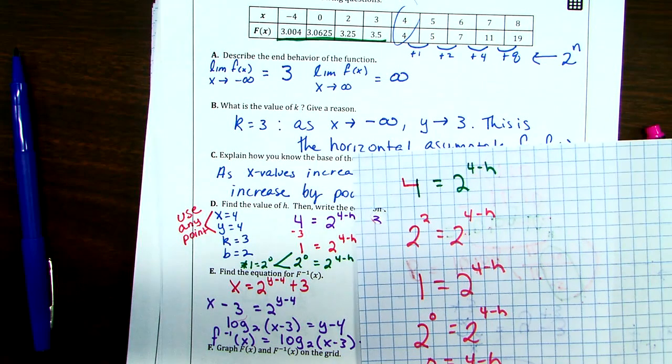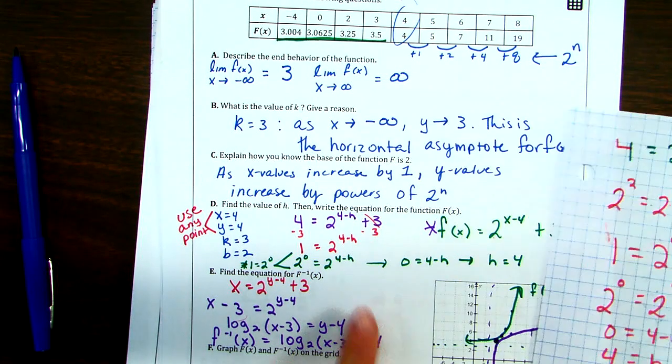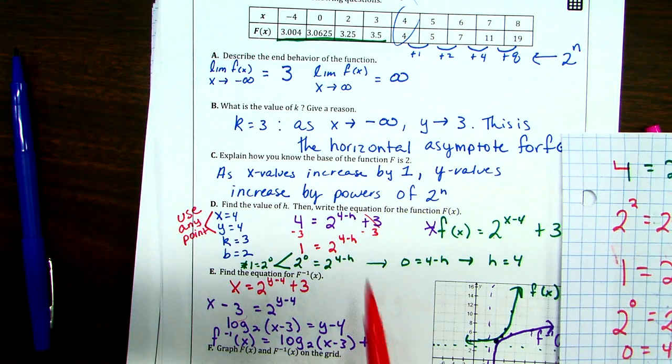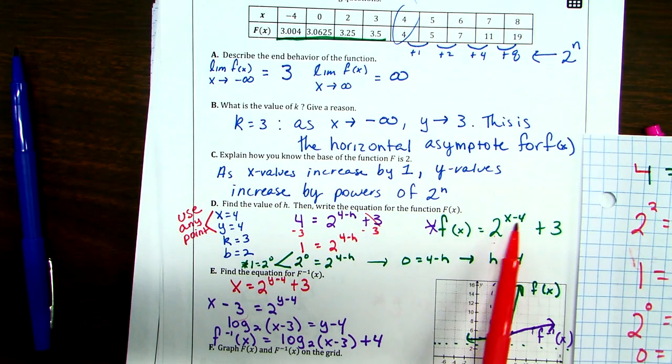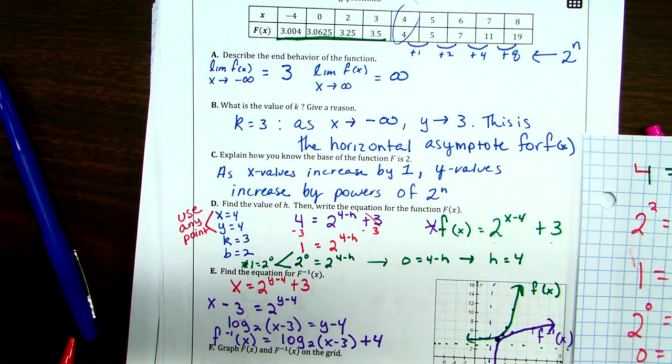So that's the work I showed there. And then we write the function. So there's no explanation, you're just showing the work, writing the equation, plugging in h and k. Okay. Inverse, we did that before, I'm not going to go through that. And then graph both on the grid.